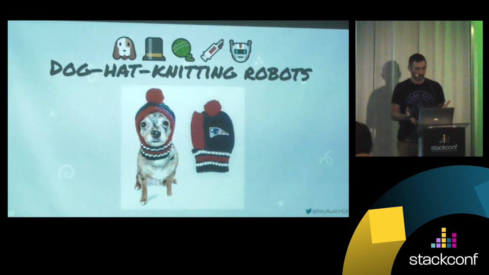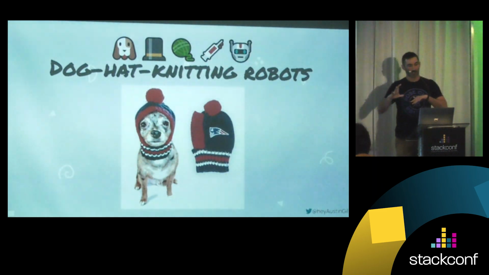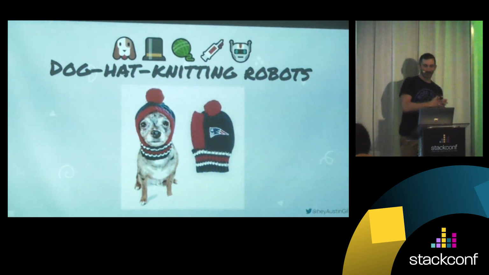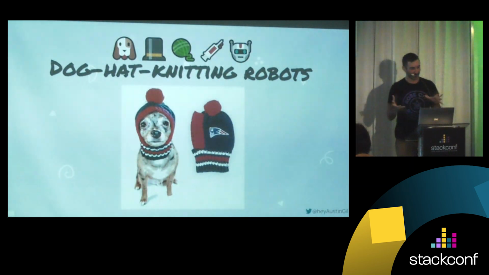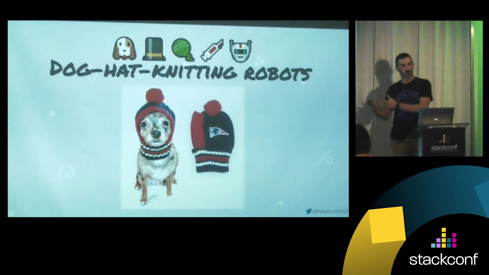So I like to think of Cloud Functions as, there's not really a very simple analogy or an emoji for it, so I like to think of it sort of as like dog hat knitting robots. So imagine there's a company that can provide robots that you tell them what the instructions are, and then you just have access to these robots. That's essentially what it is, right?